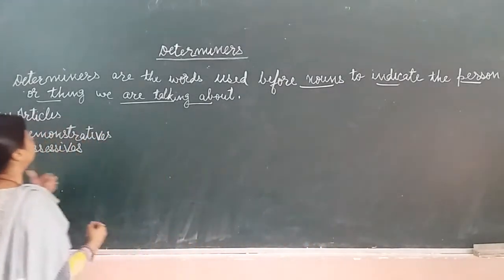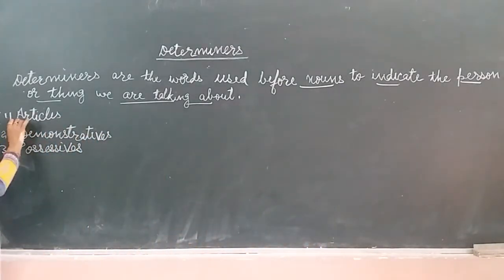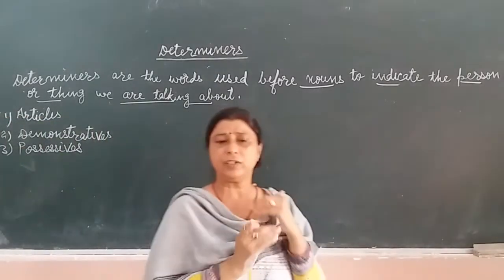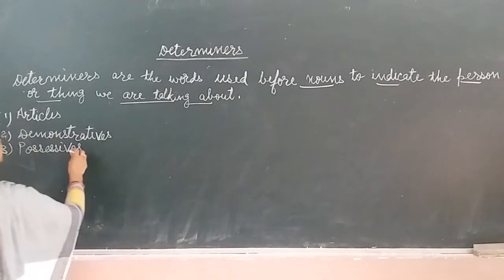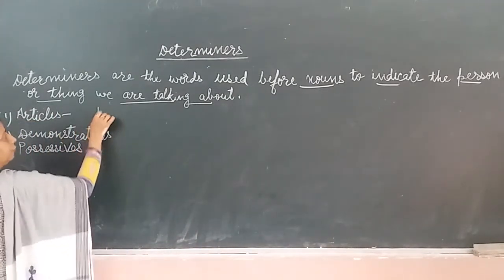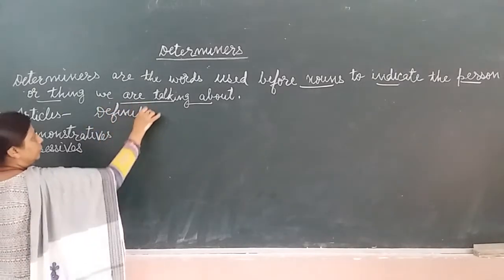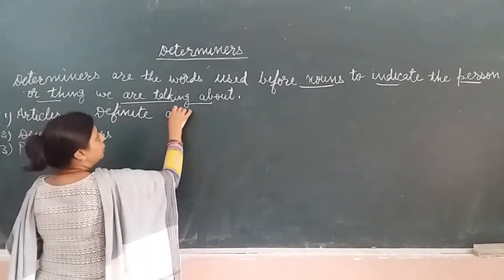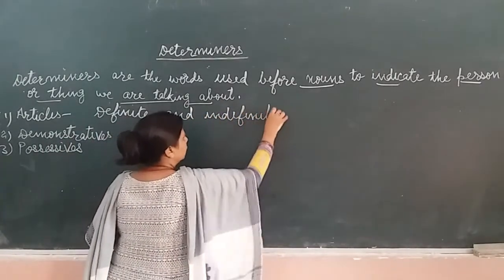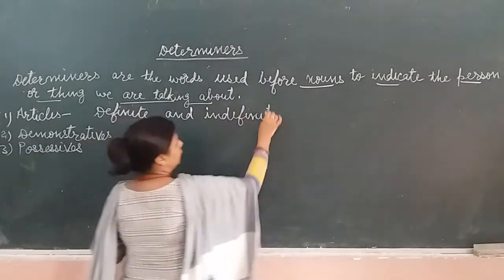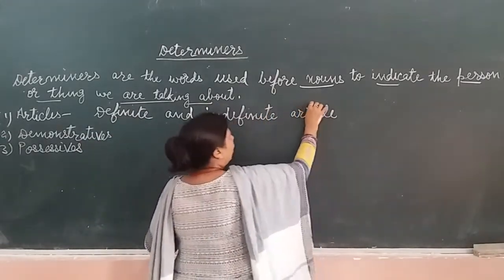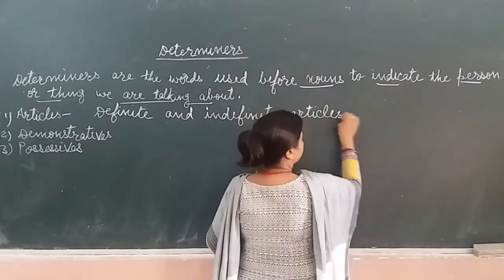Now we shall study the parts of determiners. Determiners are categorized in several parts, and first of all we shall discuss articles. They are of two types: definite and indefinite articles. You might have read all these things in your previous classes.